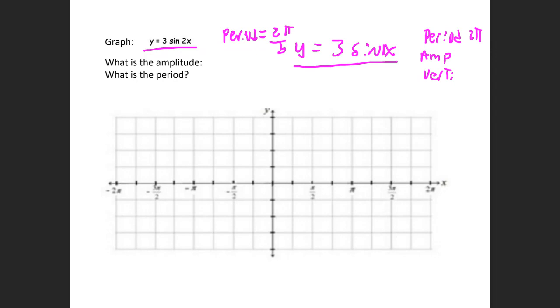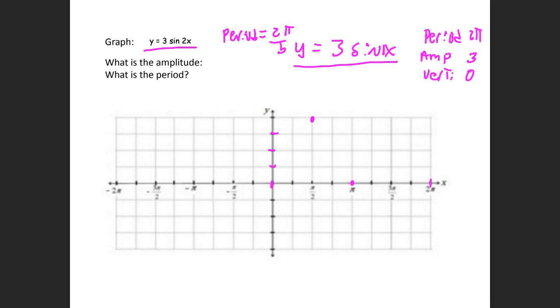What's the amplitude in this problem? 3, right? Am I shifting this graph up or down anything? Is it going to be shifted up or down? Nope. So 0. So if I was going to graph this thing, first thing I do is I look, okay, period, 2 pi. So it's going to start here, and it's a sine function, so it's going to start at 0. It's going to go to 2 pi. My amplitude is 3. So this graph is going to go up 1, 2, 3. So at pi over 2, it's going to be at 3.